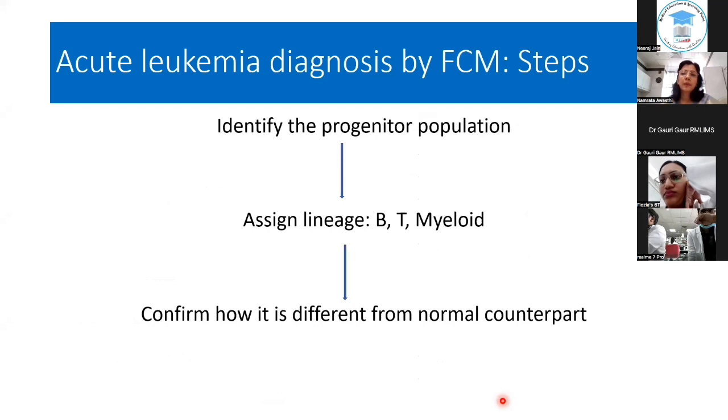Now, what are the steps of acute leukemia diagnosis by flow cytometry? These are very important in the initial years, how you are approaching acute leukemia. So first is to identify the progenitor population. Then confirm that it is a progenitor population. Assign lineage to this progenitor population, whether it is B or T or myeloid. And then confirm how it is different from the normal counterpart.